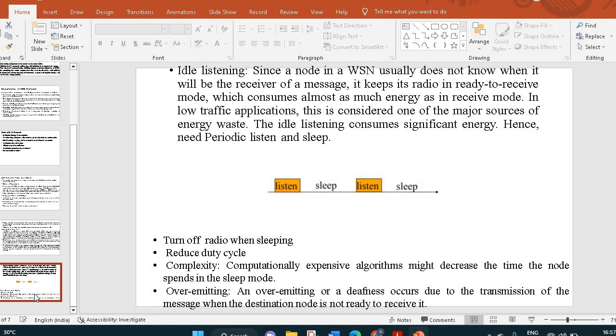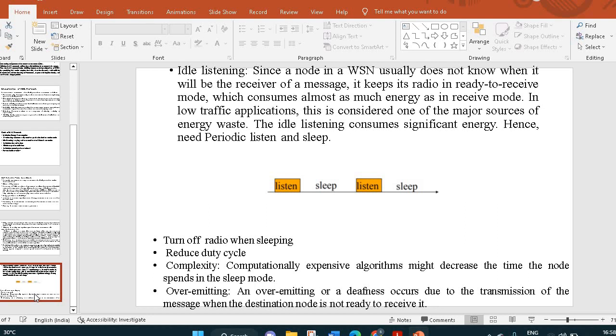Idle listening. Since a node in a WSN usually does not know when it will be the receiver of a message, it keeps its radio in ready-to-receive mode, which consumes almost as much energy as in receive mode. In low traffic applications, this is considered one of the major sources of energy waste. Idle listening consumes significant energy, hence the need for periodic listen and sleep. Turn off when sleeping. Reduce duty cycle, complexity, and over-emitting.